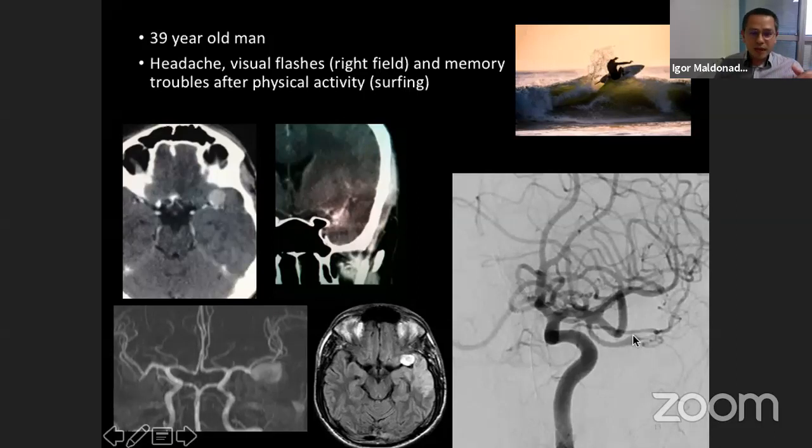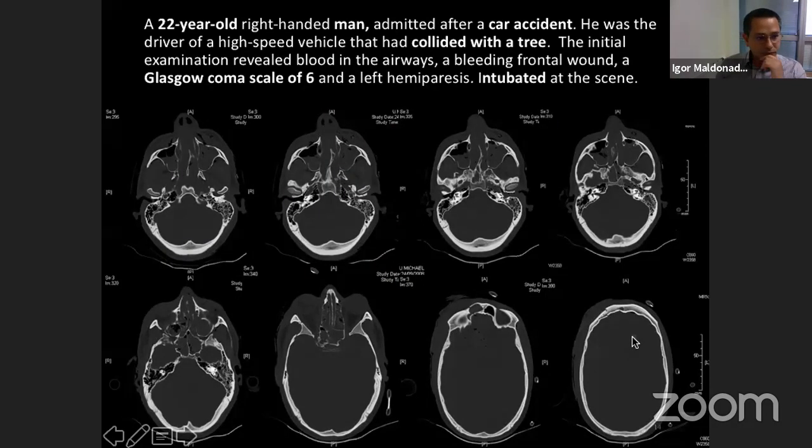So probably what happened is that he dissected this branch during his surfing session. He had the ischemia and a traumatic aneurysm, a dissecting aneurysm of this artery. Actually, the aneurysm was not opacifying anymore. It was already occluded. He already had the ischemia. So the only thing we did was finish occluding this vessel, just for security, to prevent recurrence.